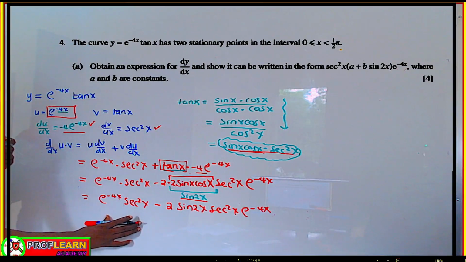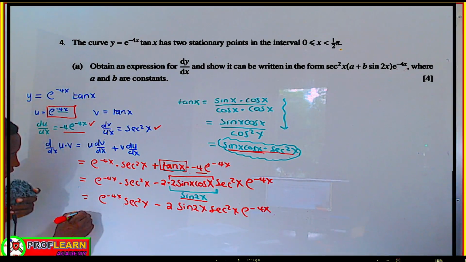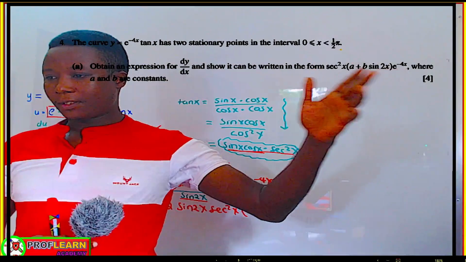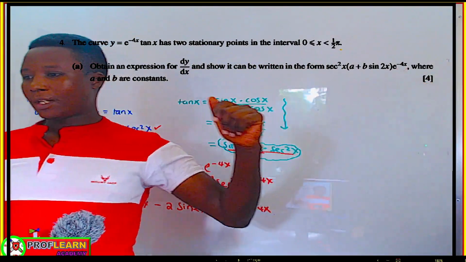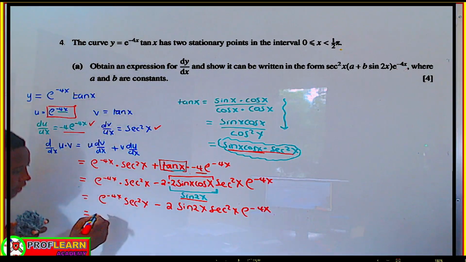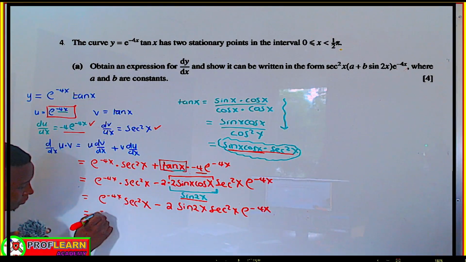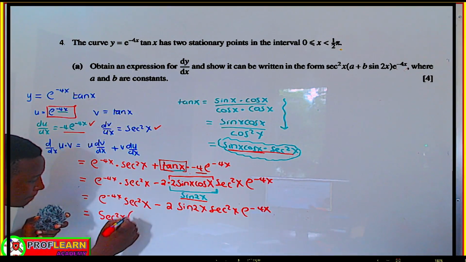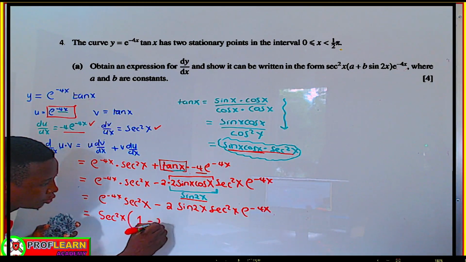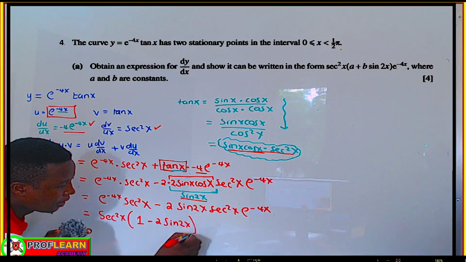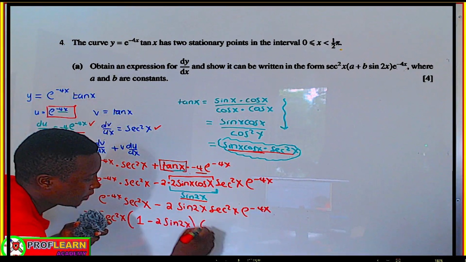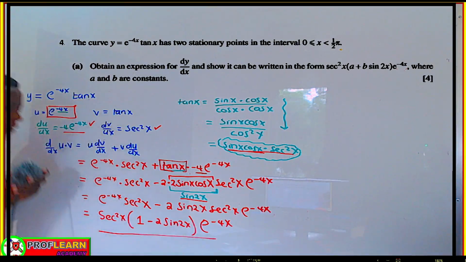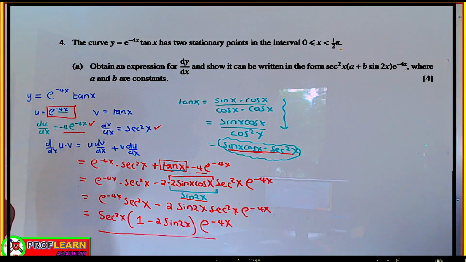Now, at this given point, we can start factoring things out so that we can give the equation in the form it was expected at this particular point here. And then we can say we can factor out sec squared x. This is going to be sec squared x into bracket 1 minus 2 sine 2x, because on the other side I'm going to factor out exponent negative 4x, and that is now the form that we are supposed to give our answer in.